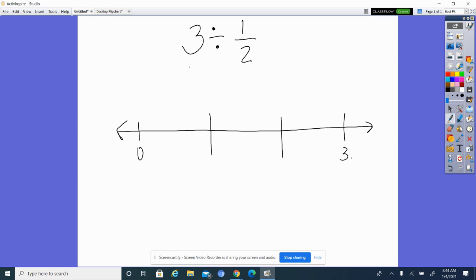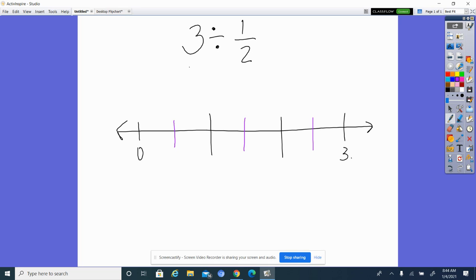How is the divisor represented on the number line? Well, we haven't done the divisor yet, right? We haven't divided our number line yet. Okay? So what do we need to divide our number line into? We need to go through and each of those pieces need to be cut in half. Half. Does everybody see where I got that?